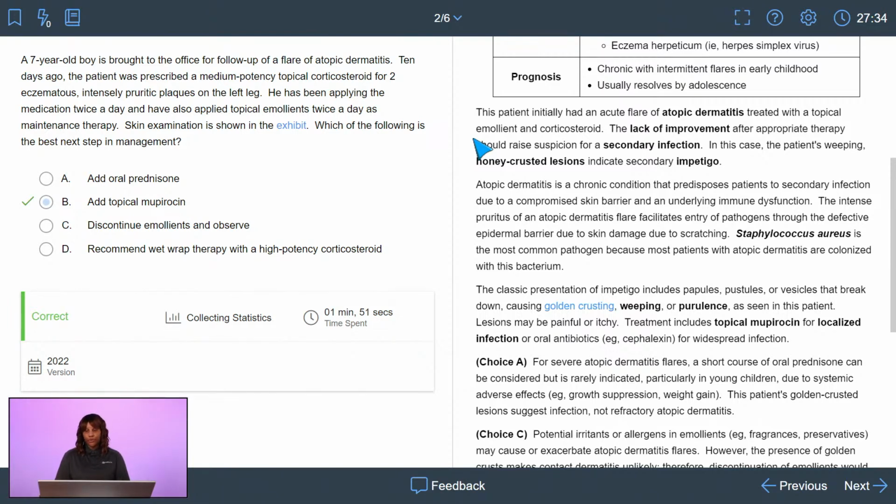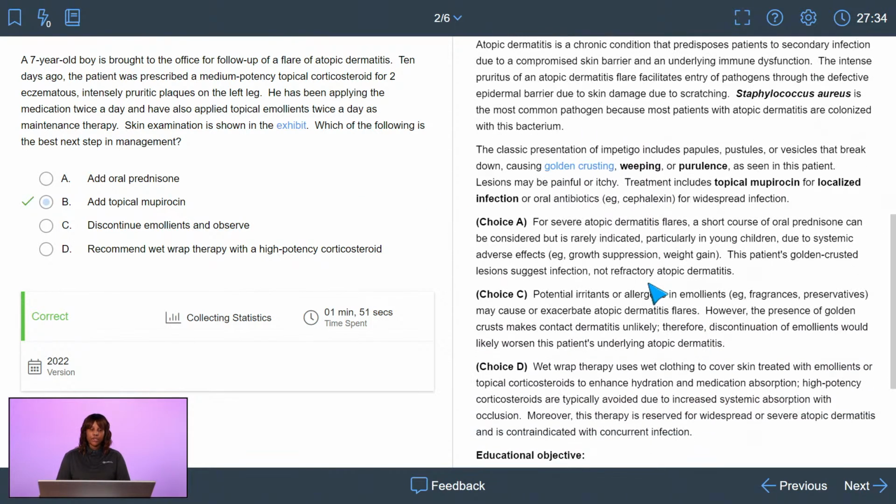His lack of improvement, in addition to those honey-crusted lesions, indicates a secondary infection, most likely impetigo. Staphylococcus aureus is a very common pathogen that causes infections because most people who have eczema are already colonized with that bacterium. Now, classic impetigo is going to show up as golden crusting, weeping, and purulence, which is seen in this patient. The treatment is going to be topical mupirocin for localized infection, or oral antibiotics if it was widespread.